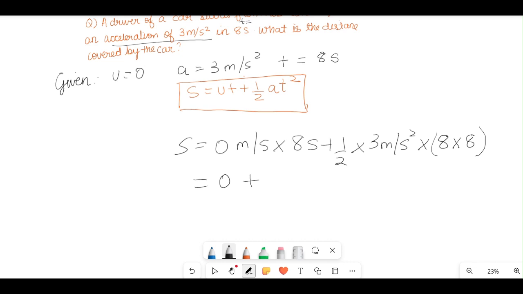So your answer will be 8 into 0 is 0 plus 3 into 8 eights, which are 64. So 8 eights are 64, into 3 divided by 2, which will give us 96. So your final answer here will be 96.